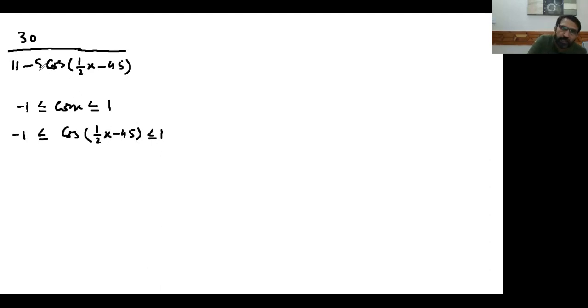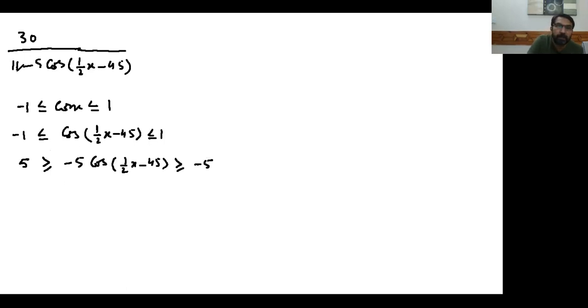But here we see there is a -5 with it. So let's multiply by -5 everywhere. If you multiply by -5 over here, this is going to be +5, this is going to be -5 cos half x minus 45, and this is going to be obviously -5. Now, as I told you, when you multiply the inequalities by a negative number, the inequalities are going to change. So this is going to be greater and this is going to be greater as well. Still, we have not reached our place.